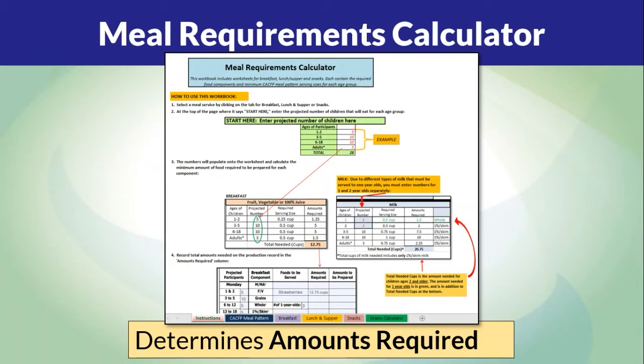The first tool to help with meal production is the Meal Requirements Calculator, which was developed to calculate the amounts required. It is found under Guidance Memorandum 12. The Meal Requirements Calculator uses the projected number of participants multiplied by the serving sizes for each age group listed on the meal pattern chart. Then the totals are documented under the amounts required column on the production record. Next, I'll walk you through the steps on how to use the Meal Requirements Calculator by playing a video.